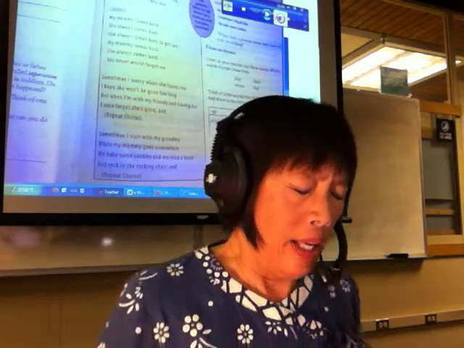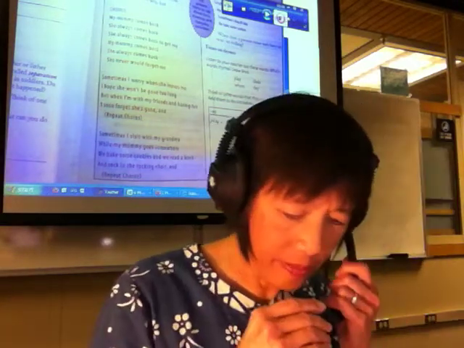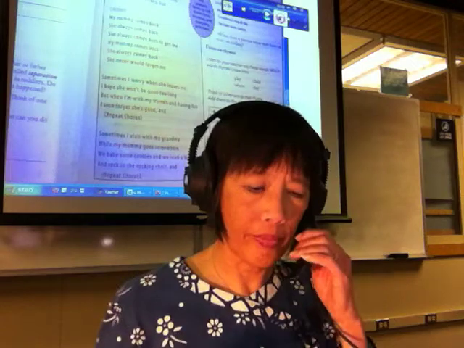Here's the second verse. The second verse goes like this. Sometimes I worry when she leaves me. What's the first verb? Worry. I worry. No S on this word. And what's the second verb? Leaves. Because the subject is she. Right. Sometimes I worry when she leaves me.